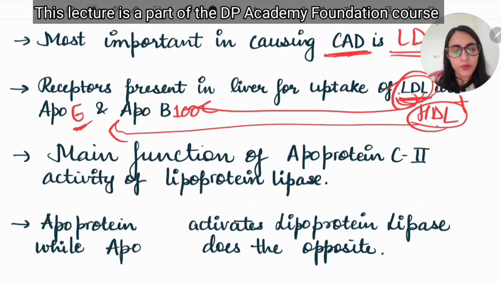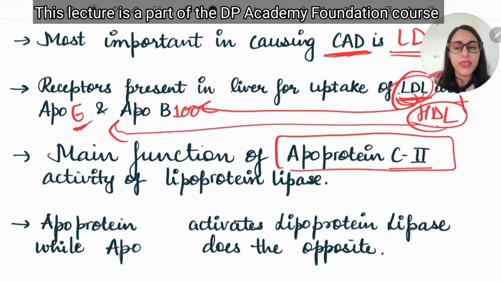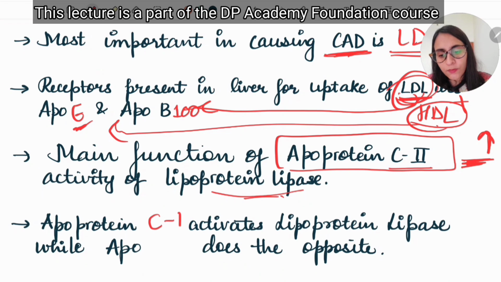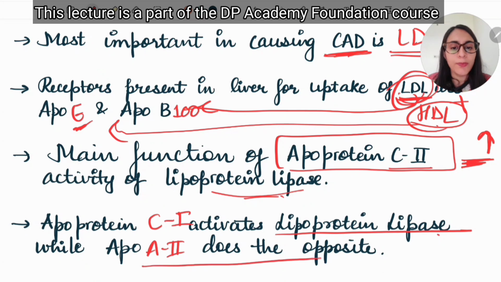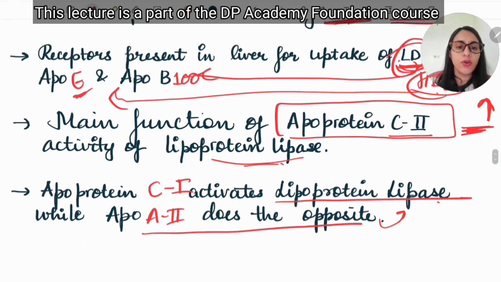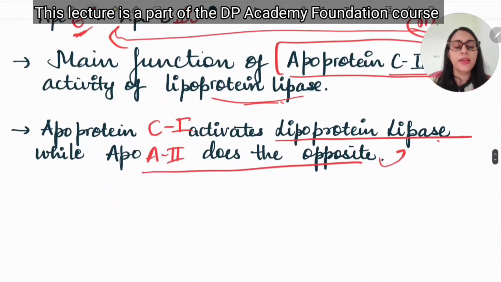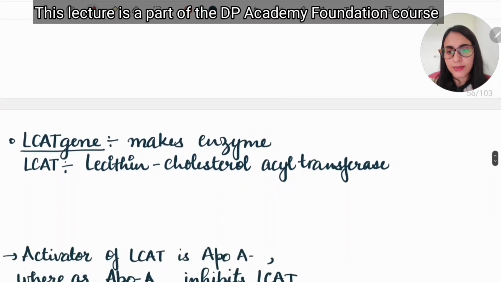The main function of apoprotein C2 is increasing the activity of lipoprotein lipase. ApoC2 activates the lipoprotein lipase, while on the other hand ApoA2 does the opposite, that is, inactivation of the lipoprotein lipase.